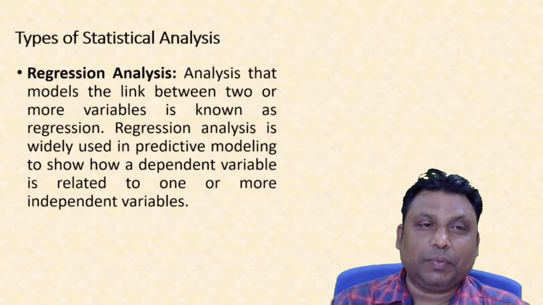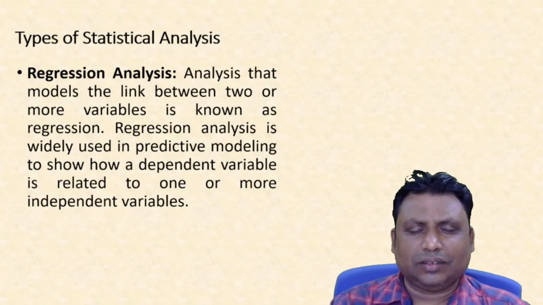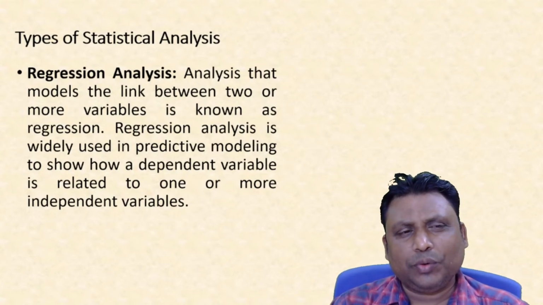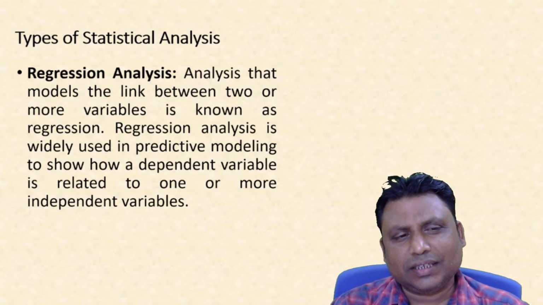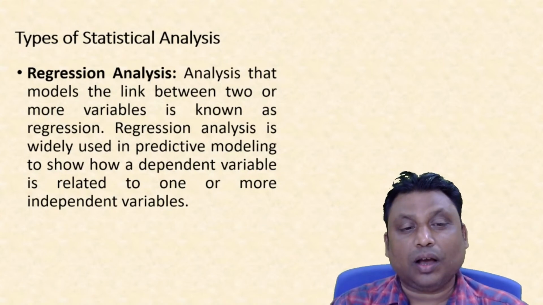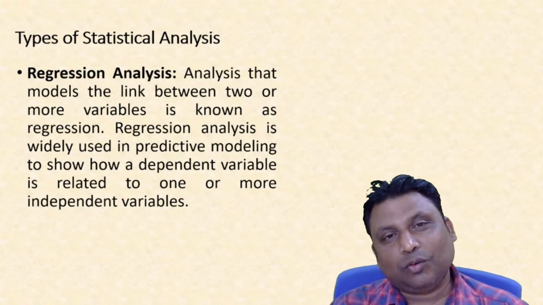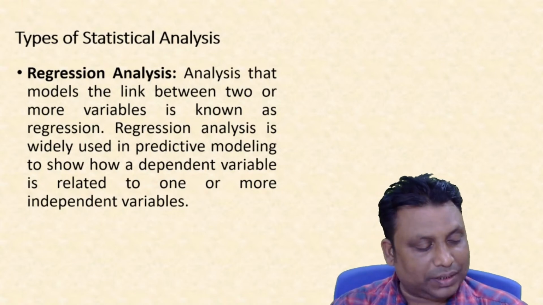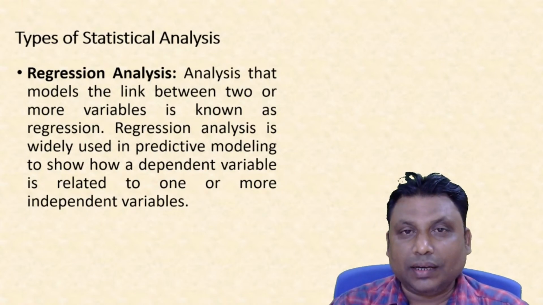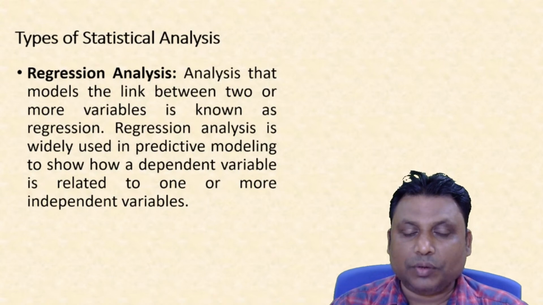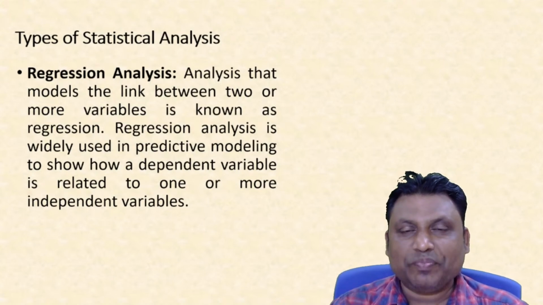Then, what are the types of statistical analysis? Another one is regression analysis. Analysis that models the link between two or more variables is known as regression. Regression analysis is widely used in predictive modeling to show how a dependent variable is related to one or more independent variables. Similarly, correlation analysis follows the same pattern: whether your dependent and independent variables have more relation or less relation between them, you have to predict it.